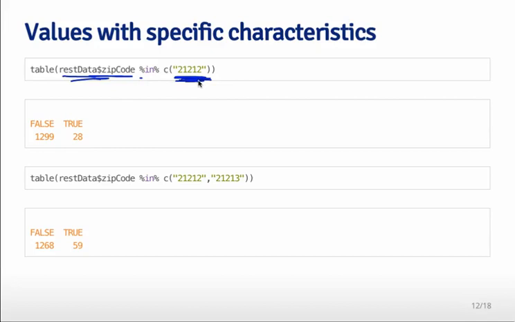In this case, are there any values that are 21212? That's not very useful when you only have one value you care about, but suppose you want to find all the zip codes that are either equal to 21212 or 21213. Then you can use the %in% command to say, are there any zip codes that are equal to one or the other of these values? And so in this case, you see there's a few more. There's 59 values that are equal to either 21212 or 21213.